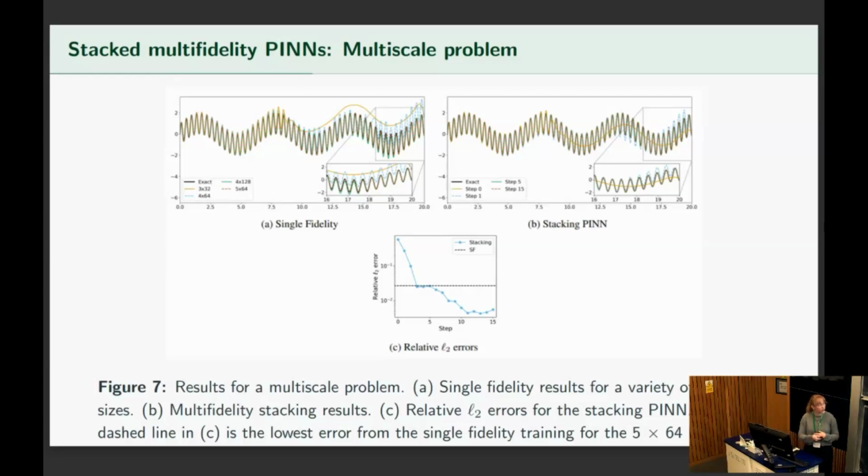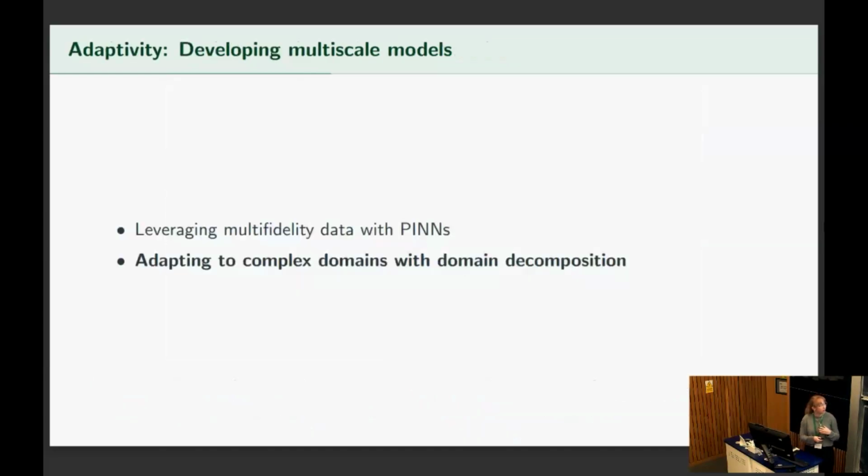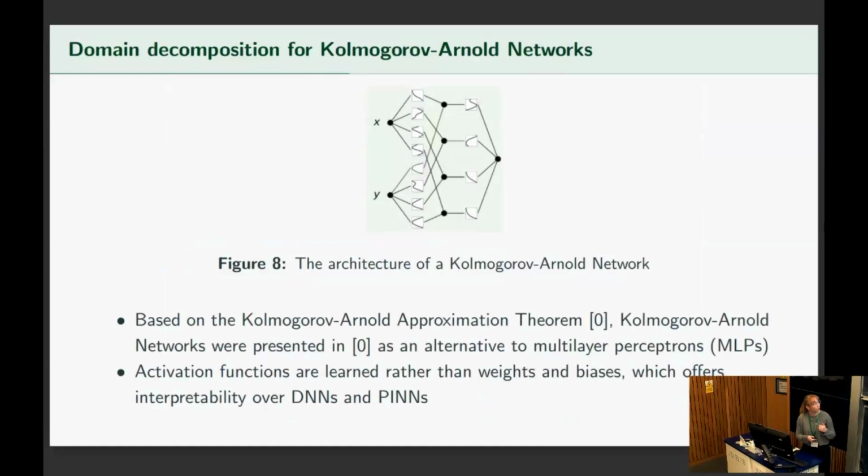Another piece of work done in this same context is on adapting to complex domains with domain decomposition. In this project, rather than focusing on PINNs, we focus on what are called Kolmogorov-Arnold networks, or KANs. Again, all of this work was done at a national lab, and last summer there was a big interest in these new machine learning methods called KANs, because they were presented as an alternative to the standard multi-layer perceptron neural network architecture.